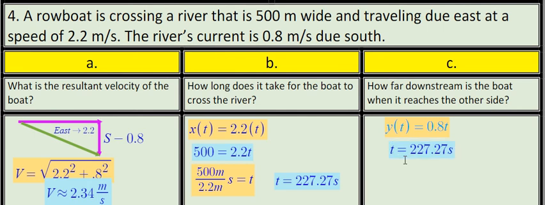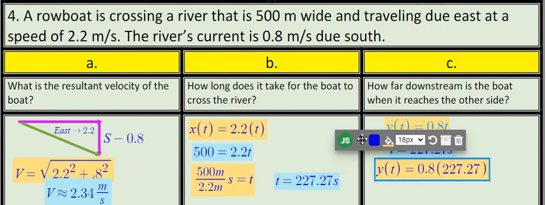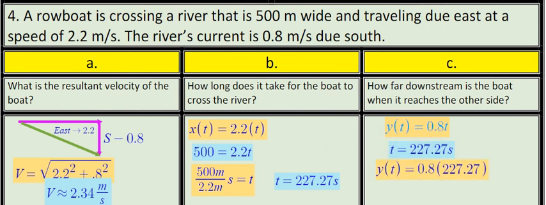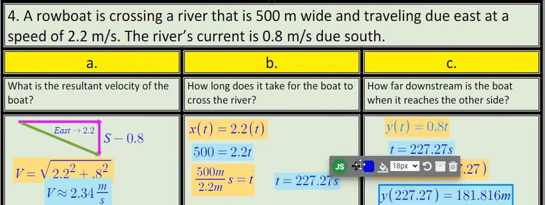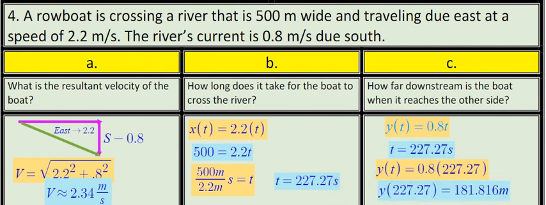227.27. So 0.8 times 227.27 gives us our distance y of t is 181.816 meters. And that's just a quick glance at how we can actually use vectors for things that are occurring in the real world.